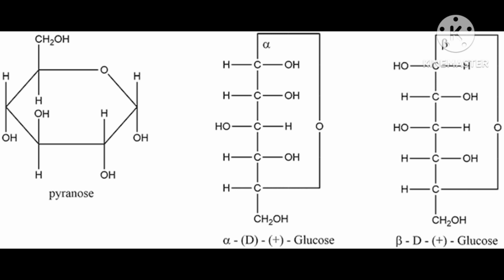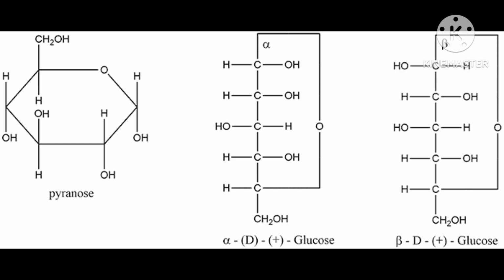Then these three properties, the facts that I told you, are not explained by structure 1. Correct? You remember all these three. Then why do you need a cyclic structure? Because structure 1 is not explaining all the facts of glucose. It can't be explained by structure 1, meaning the open structure.